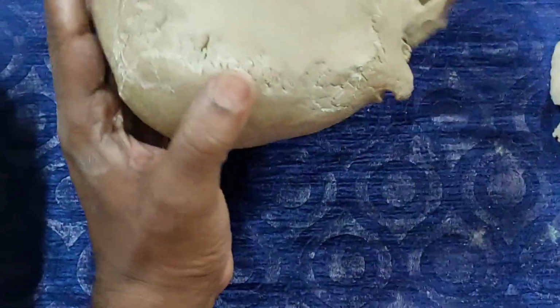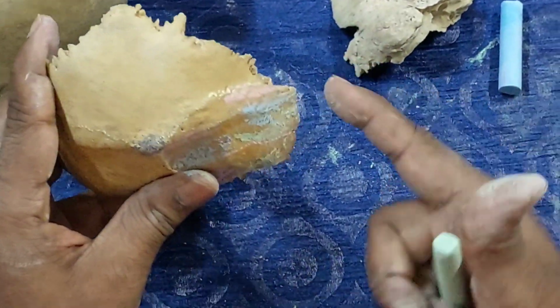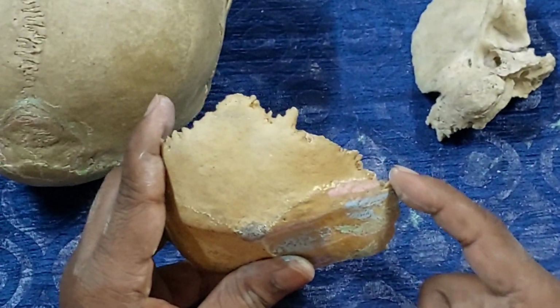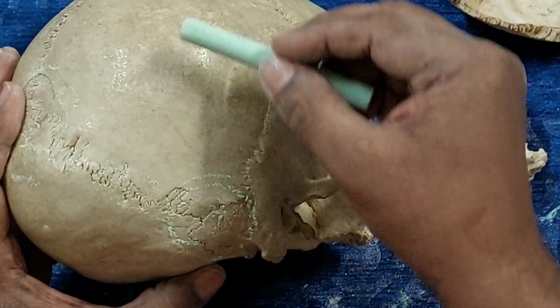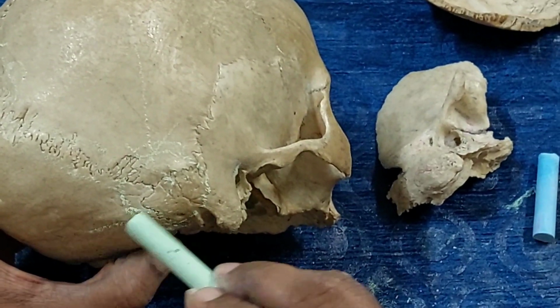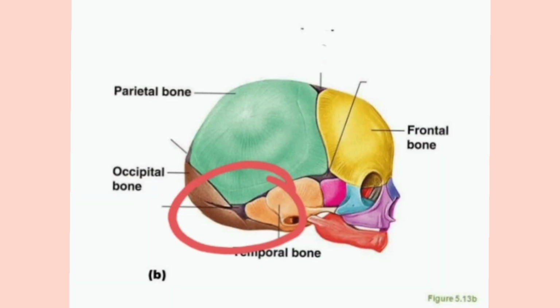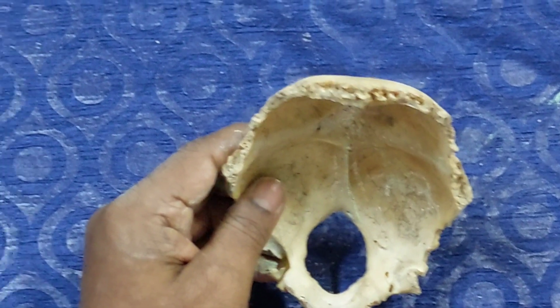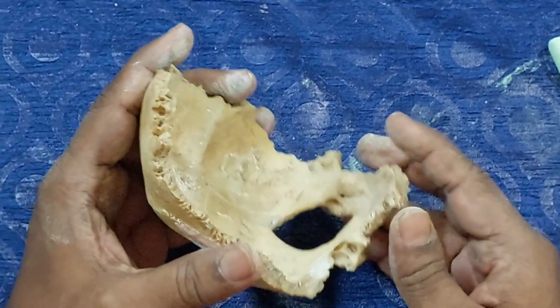This lateral angle, that means this angle between this superolateral border and inferolateral border, forms the asterion. Here the bones, this is parietal, this is occipital, this is temporal. This is another important fontanelle.